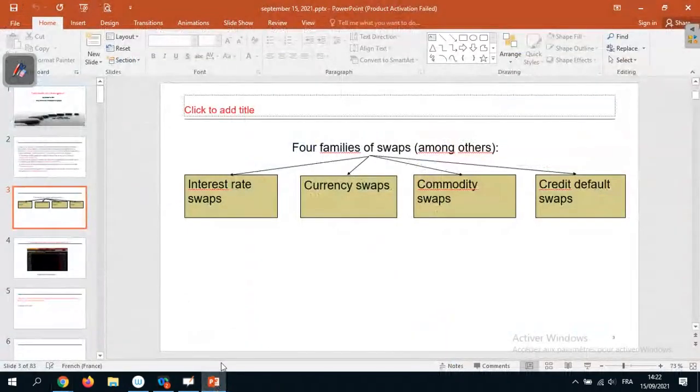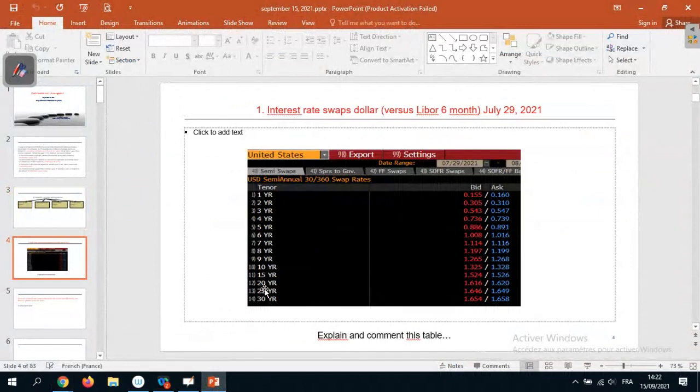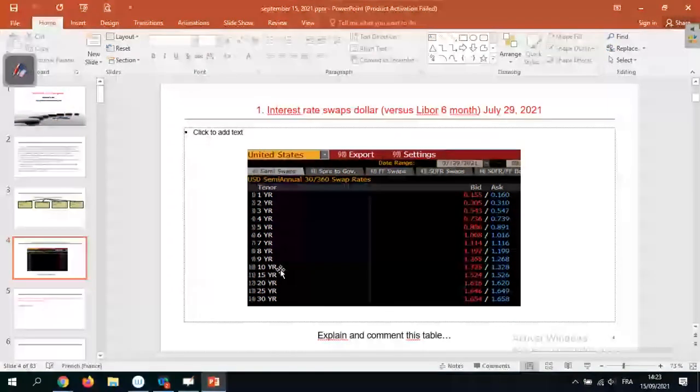Okay, interest rate swap. Look at the Bloomberg screen. Here, it's the 29th of July 2021 when I use the screen by Bloomberg. What can we see here?